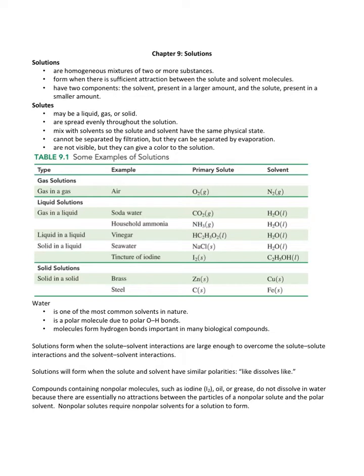So what is a solution? Solutions are homogeneous mixtures of two or more substances. They are formed when there's enough attraction between the solute and the solvent molecules. Well, what is solute and solvent? A solution has two components: the solvent, which is typically present in the larger amount, and the solute, which is generally present in a smaller amount.